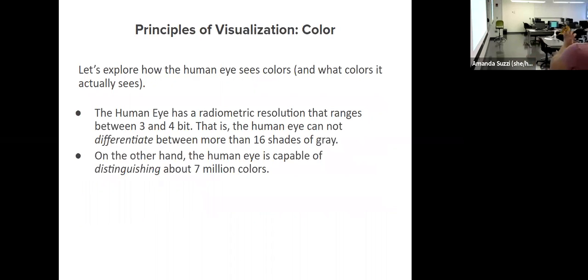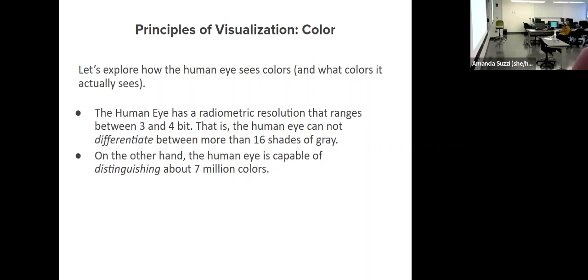So let's talk about how the human eye sees colors. It has a radiometric resolution that ranges between 3 and 4 bits. That means you can only see 16 shades of gray, if you're lucky. If you're colorblind, you might see 4. On the other hand, you're capable of distinguishing about 7 million colors.